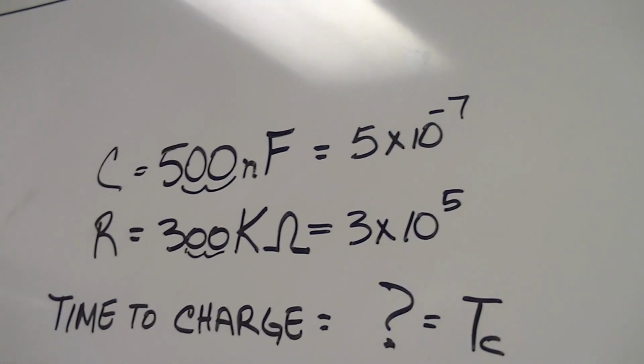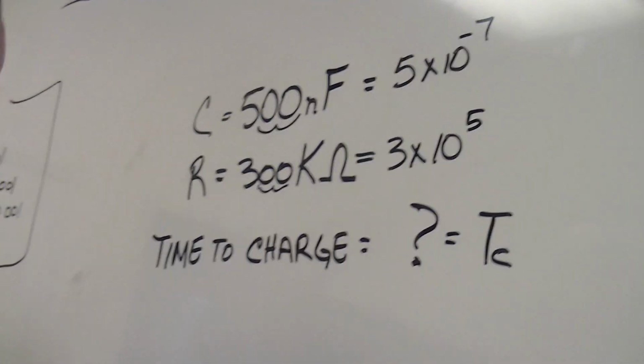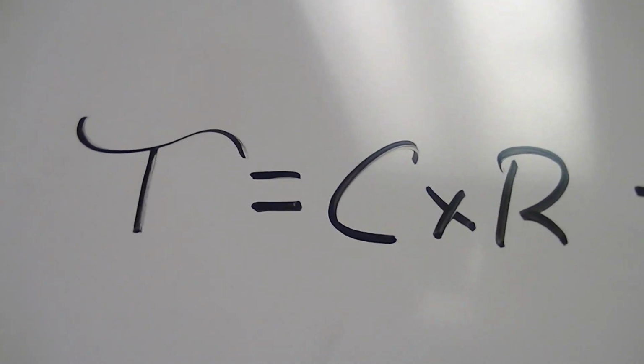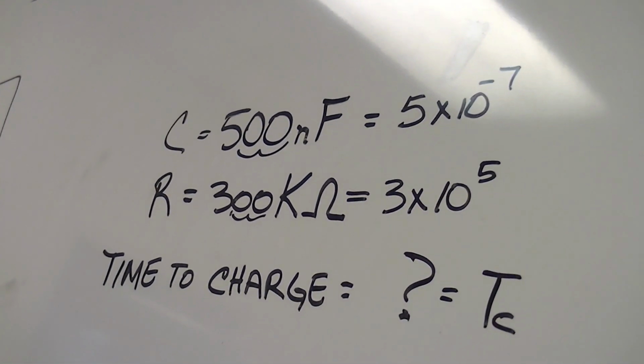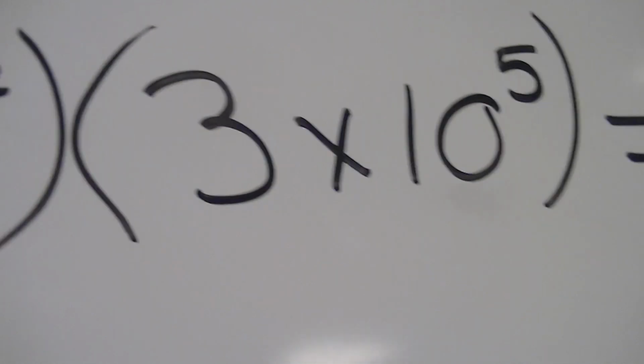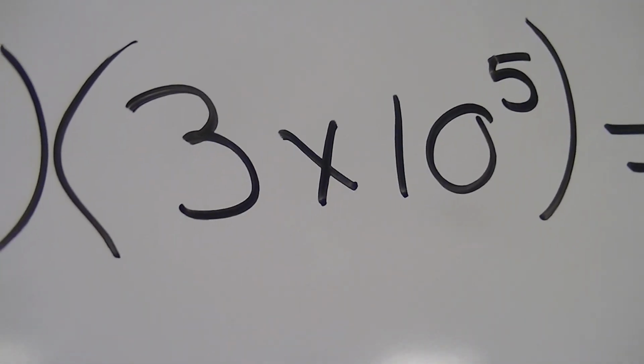So now, why do I do that? It only makes it simpler to work with, a whole lot simpler. So now the formula for tau is if we take the C and the R, which they just gave us over here, and we're going to do a little scientific notation with this one. So first we had our 5 times 10 to the negative 7. Then we had our 3 times 10 to the fifth.